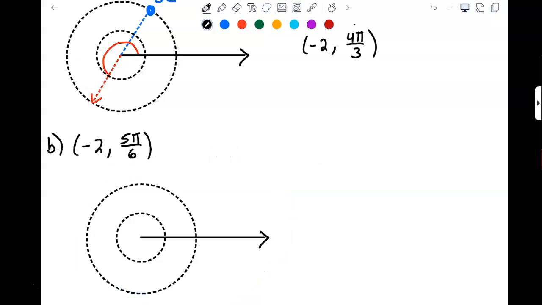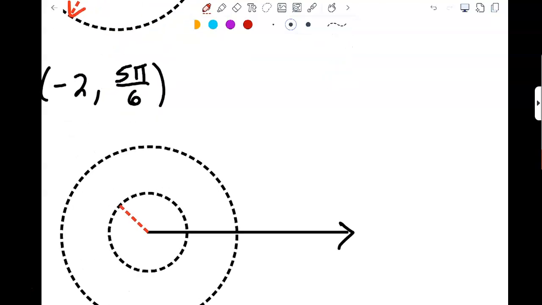Again, I'm 2 units away, so I'm going to be on the circle of radius 2 from the origin, from the pole. And then this time I'm going to be facing in a direction 5 pi over 6, and then I'm going to go backwards along that direction. So I'm going to be facing in a direction 5 pi over 6, or 150 degrees. That would be going in this direction.